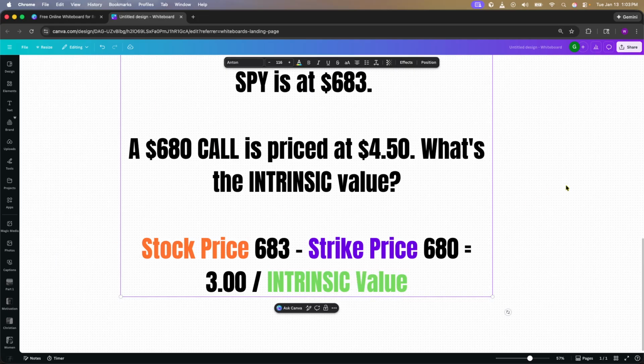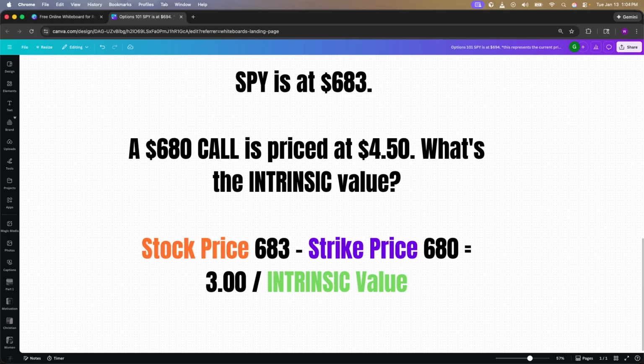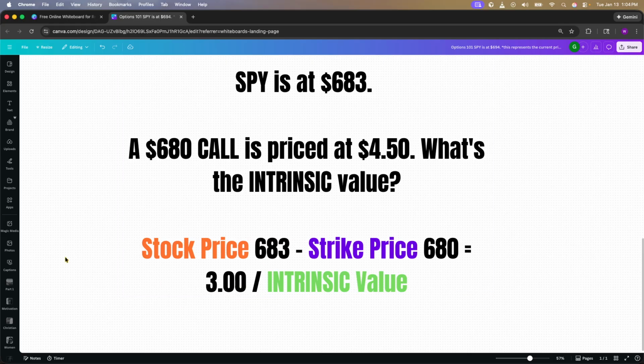So we got how we did it. We did the stock price, which is the 683. They told us what the stock price was, right? The way that they're trying to confuse us is throwing in that it's priced at 450. We really don't need to know that it's priced at 450, right? So the stock price minus the strike price, they threw this in here to trick you up, and then we have $3. So the intrinsic value is $3.